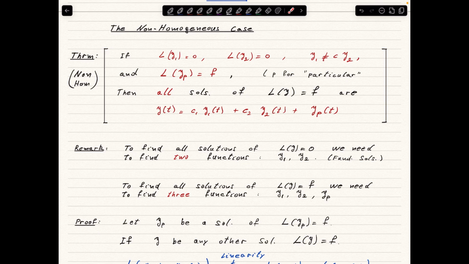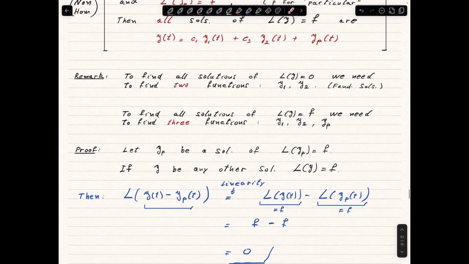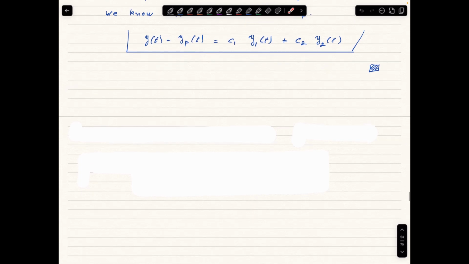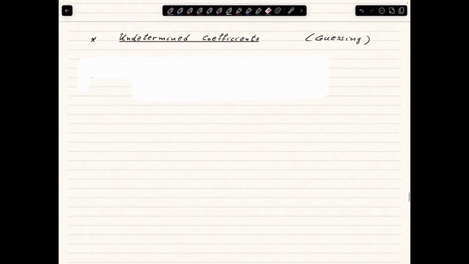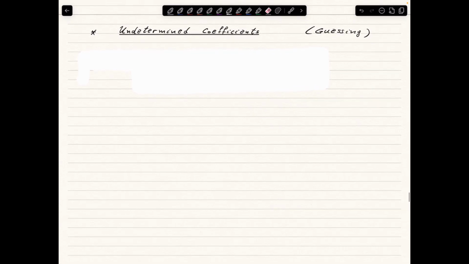Maybe the simplest way to find this particular solution of the non-homogeneous problem is by guessing, in the same way we use guessing to get the fundamental solutions of the homogeneous equation. Guessing is going to work if the right-hand side of the equation is simple enough. Let's see how this guessing method works in an example. By the way, the guessing method is called Undetermined Coefficients.